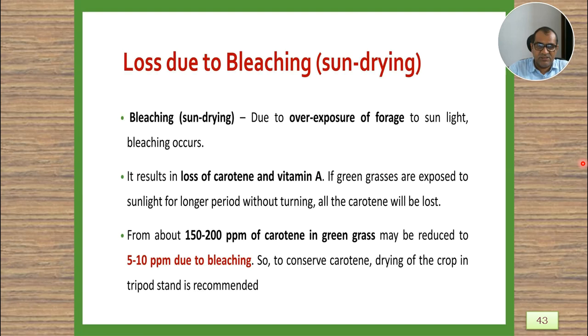If green grasses are exposed to the sunlight for a prolonged period without turning, all the carotene will be totally lost. So about 150 to 200 ppm of carotene in green grass may be reduced to 5 to 10 ppm due to the bleaching from long time in sun drying. So to conserve carotene, drying the fodder in a tripod stand is always recommended.